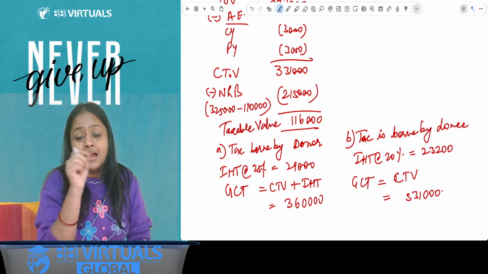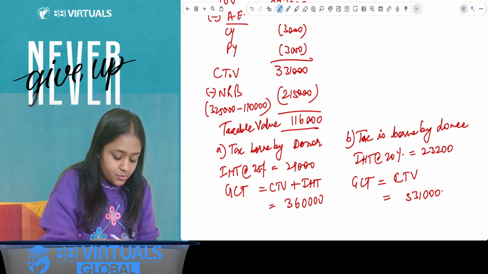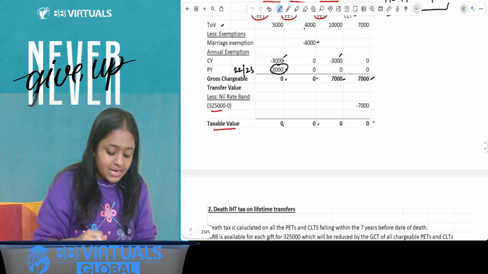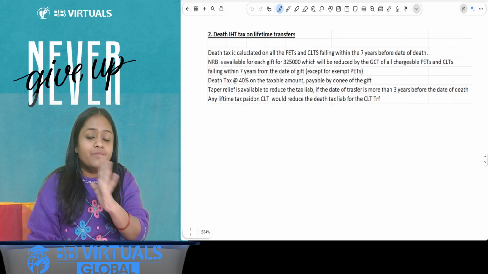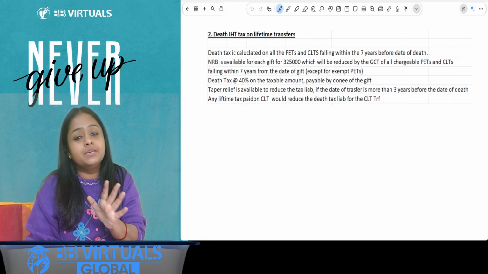Death tax working under IHT. Okay, so let's go back to the notes and let's understand death tax in case of IHT. First, what are we doing in death tax and what is the applicability here?